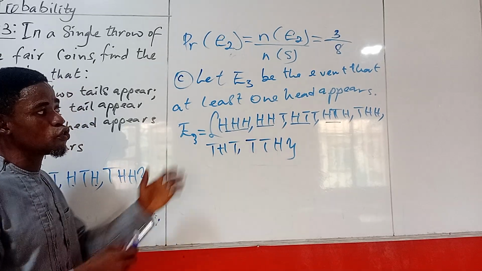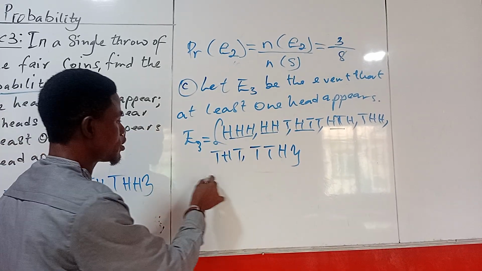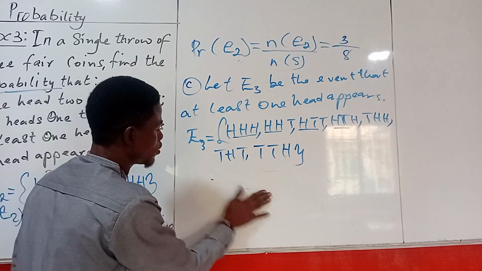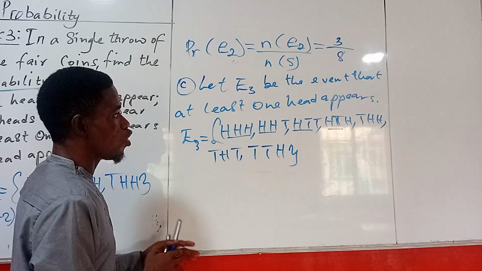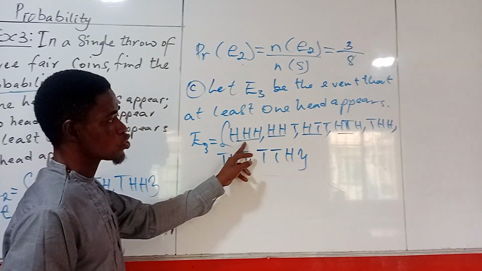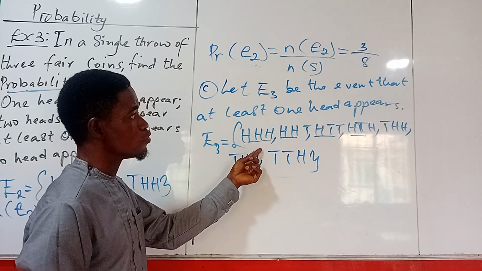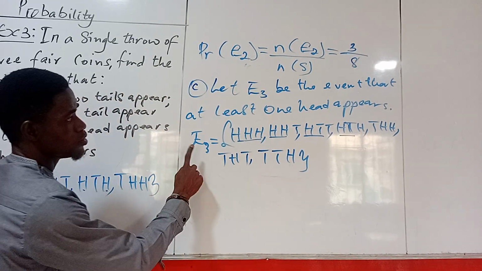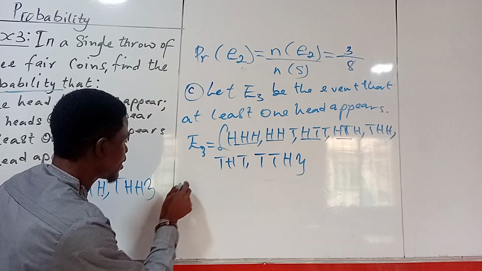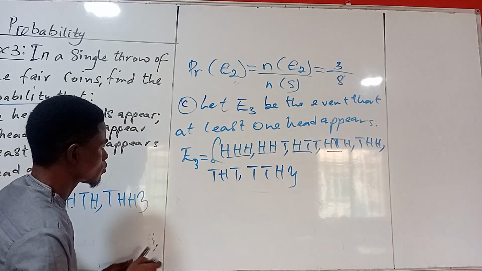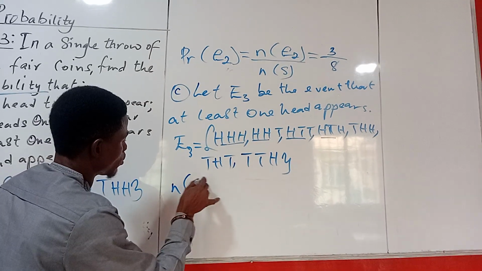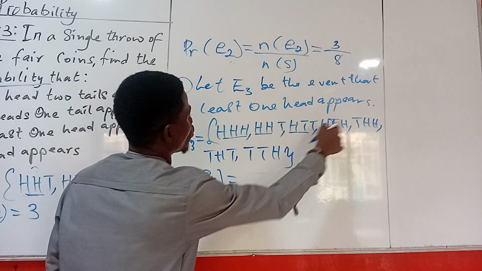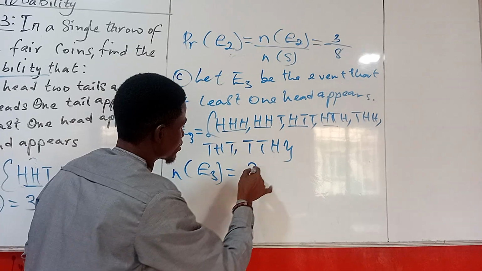It means that you only exclude TTT. So that is for that. At least one egg appeared. That is anyone with the appearance of T or H, then you consider them at least one egg appeared. So what is the cardinality of this? You count it: 1, 2, 3, 4, 5, 6, 7. We have it as 7.